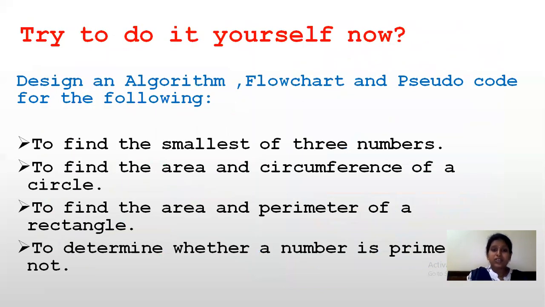To find the smallest of three numbers, to find the area and circumference of a circle, to find the area and perimeter of a rectangle, to determine whether a number is prime or not. So try to do it yourself now. Design an algorithm, flowchart, and pseudocode for the following examples.